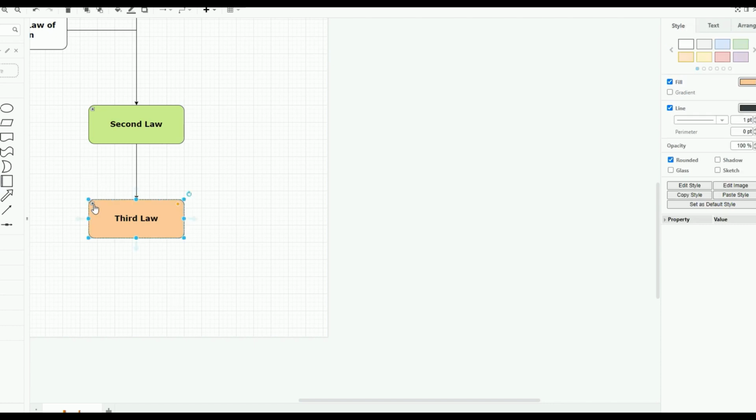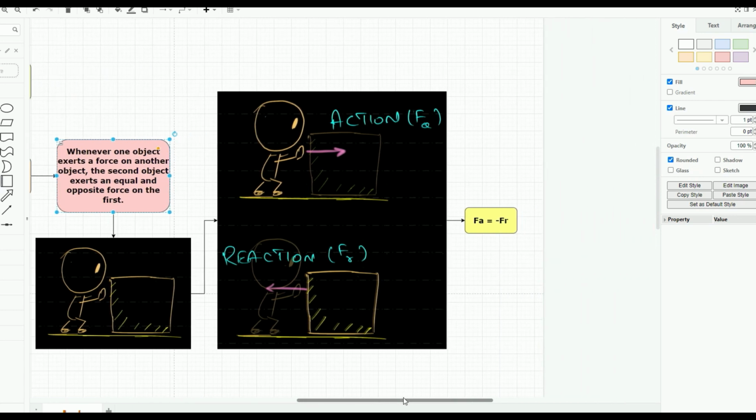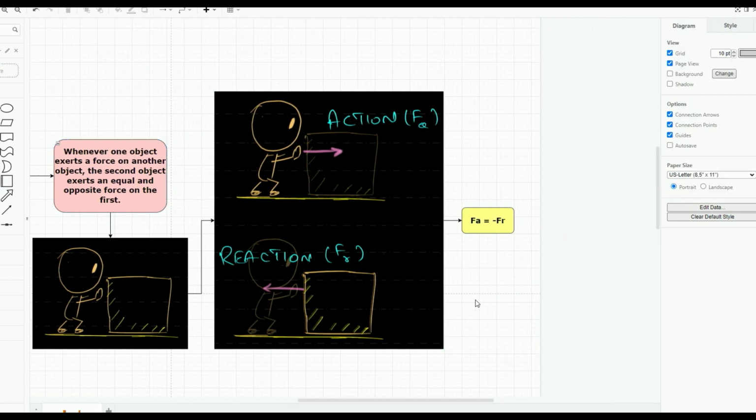The third law talks about what happens to the guy who applies the force. Whenever one object exerts a force on another object, the second object exerts an equal and opposite force on the first object. What does it mean? Here, this person is pushing this object. What happens over here? Well, this force is called action and the object will push back. That's called reaction. Again, the person is pushing, the object will in turn push the person back instantaneously, immediately. There's no time delay.